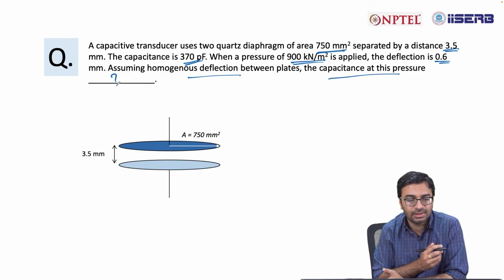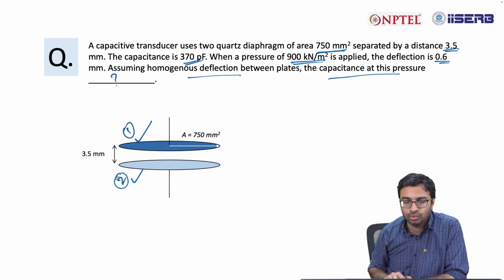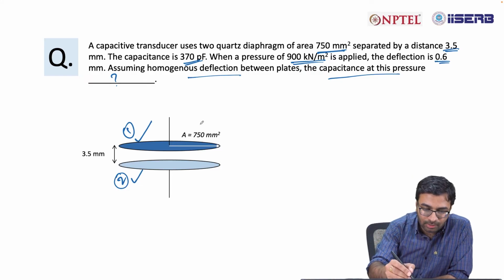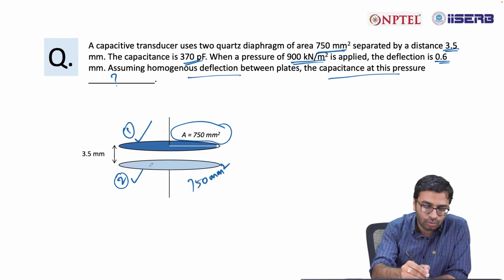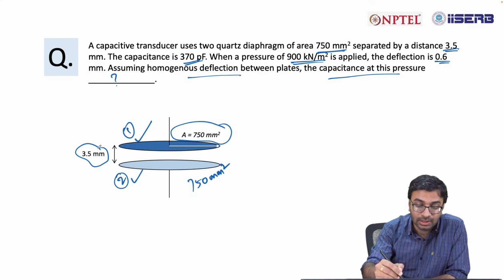So, what they are saying is there is a capacitive transducer that uses two quartz diaphragms. So, this is one diaphragm, this is another diaphragm. Let us say this is diaphragm 1, this is diaphragm 2, and the area associated with this diaphragm is 750 mm square. So, here also the area should be 750 mm square, and these two diaphragms are separated by a distance of 3.5 mm. The capacitance at this stage is 370 picofarad.